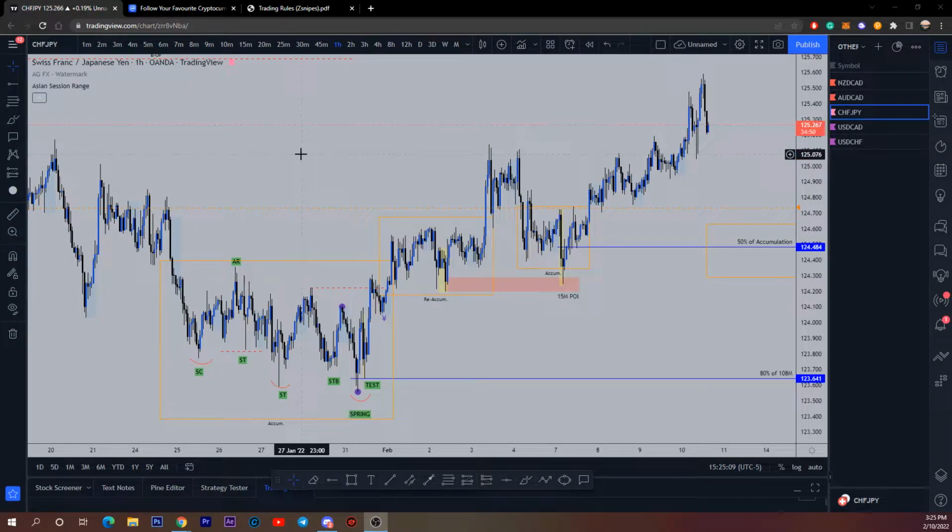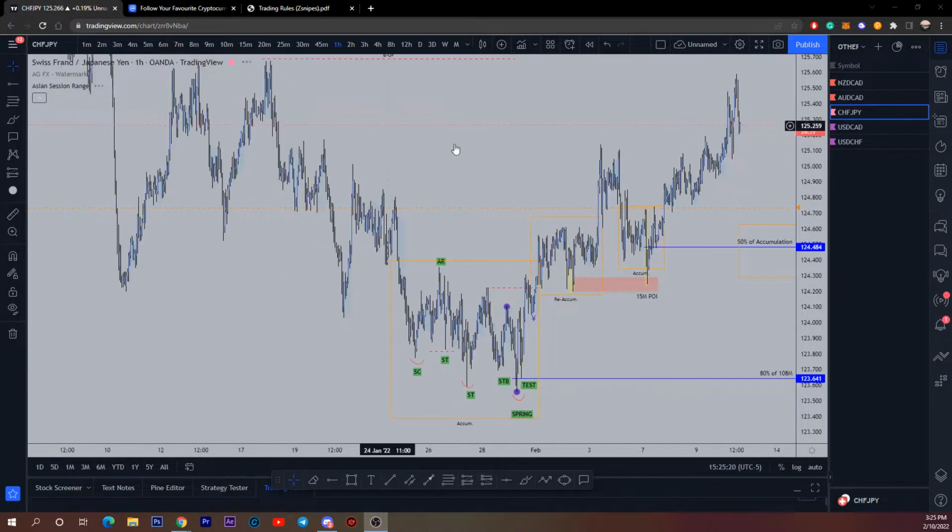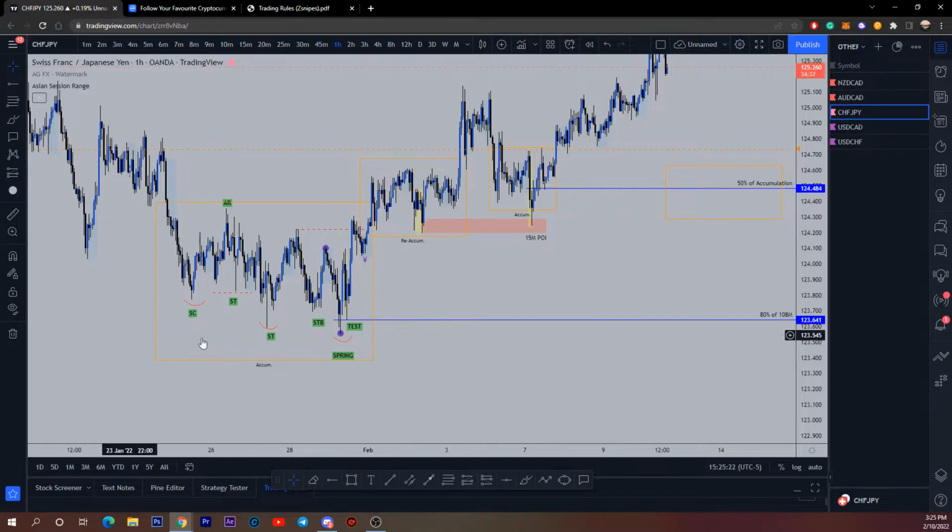So I was looking at CHF-JPY, and I thought this could be a good video to just talk about, and we can go over some stuff. We can talk about this accumulation, this re-accumulation, and this market cycle that's going on here. But before we do that, let's get to the purpose of why we're looking for an accumulation here.